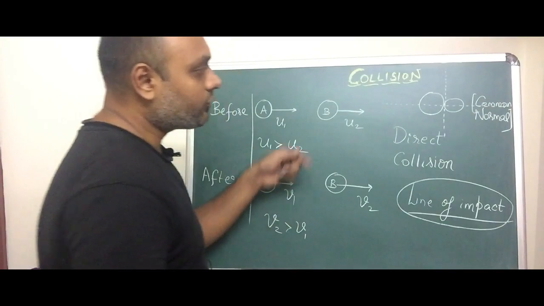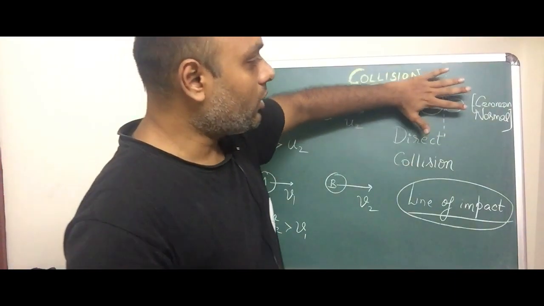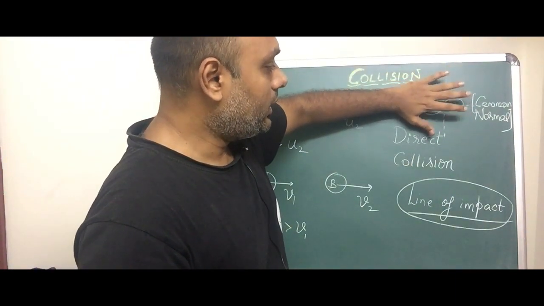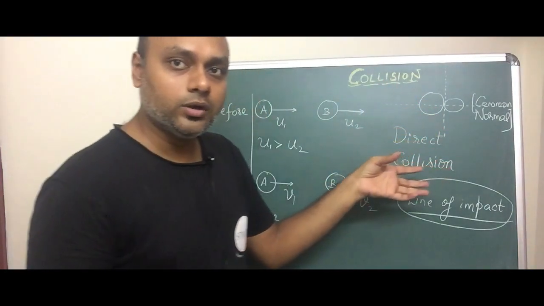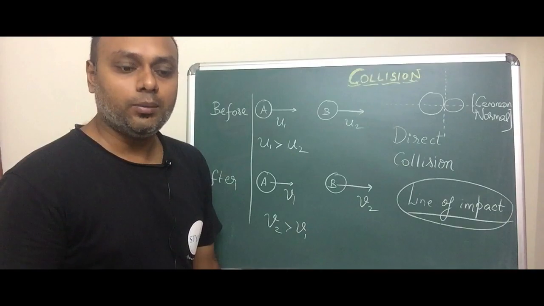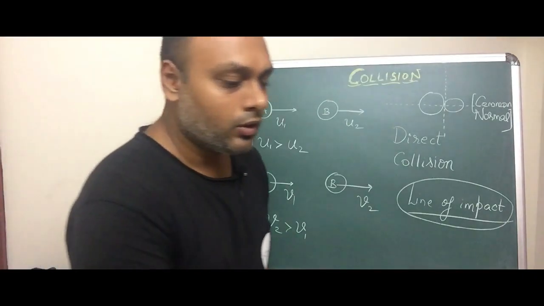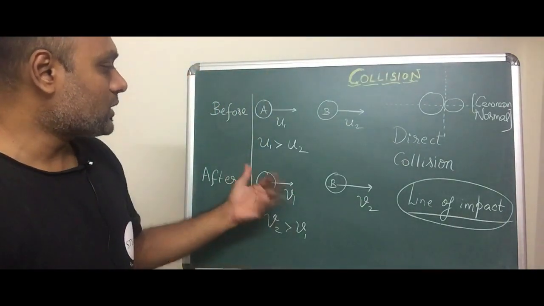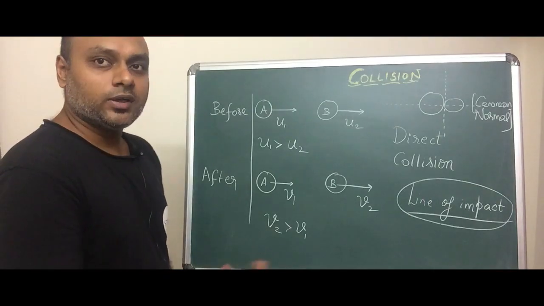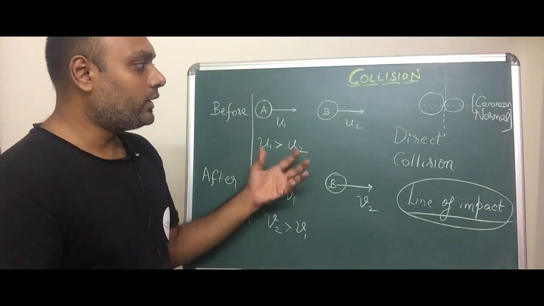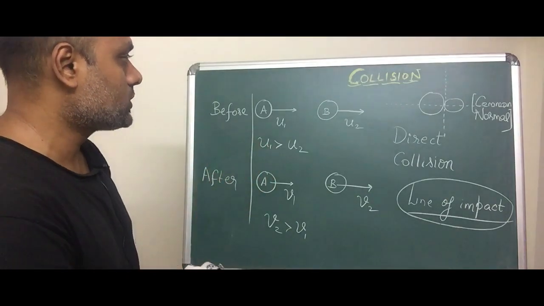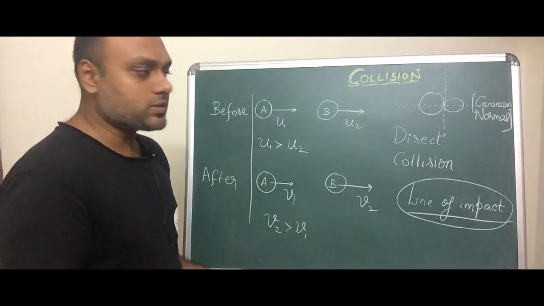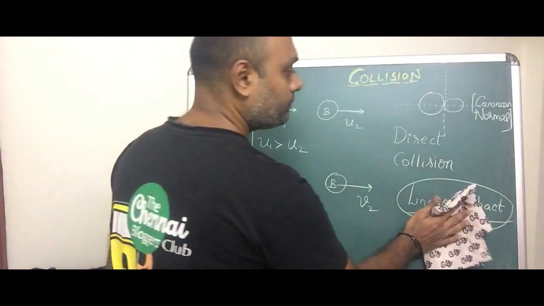And if the velocities of both the objects are along the common normal, then in such a situation we call the collision a direct collision. Else the collision will be termed an indirect collision. I'll just draw some examples of direct collision and indirect collision, and then I'll explain certain terms. Once you understand those terms, you will be able to understand certain specific situations.